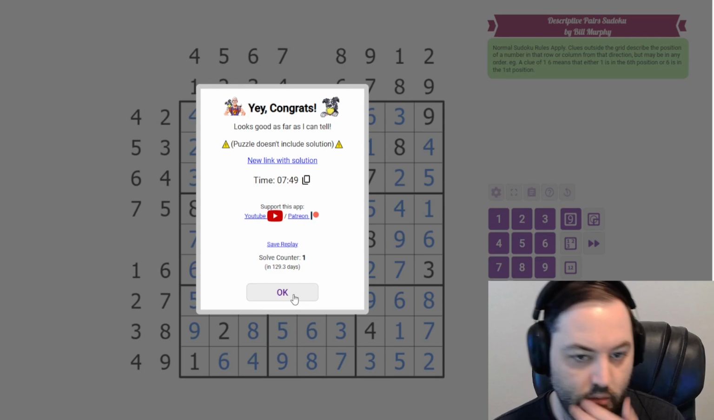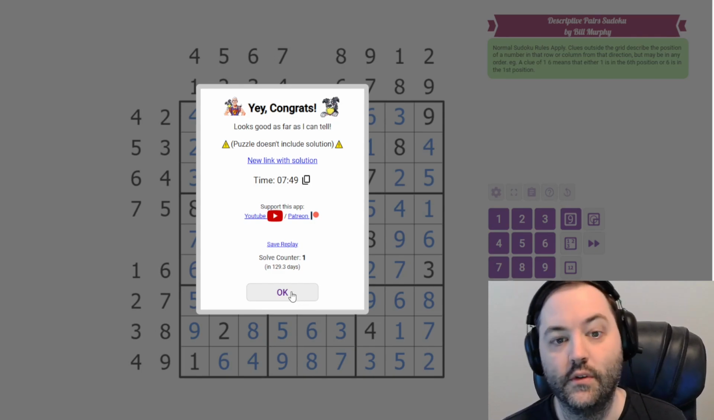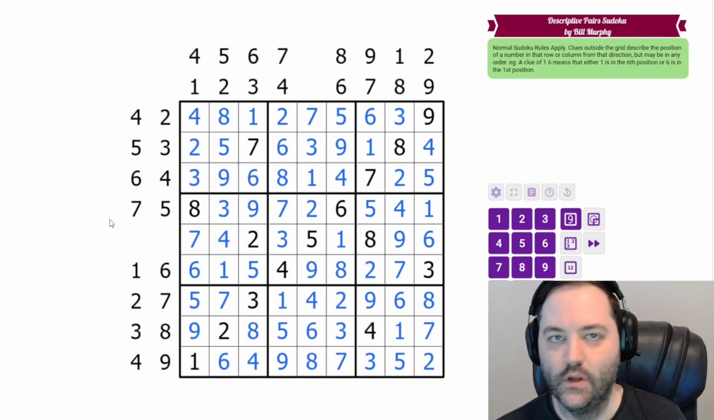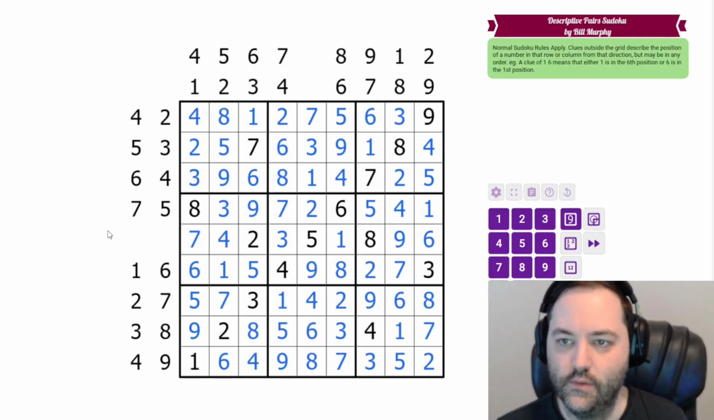Okay. The puzzle didn't include the solution, so that's why it didn't trigger. That happens sometimes. All right, but that's the solution to Bill's descriptive pairs Sudoku.